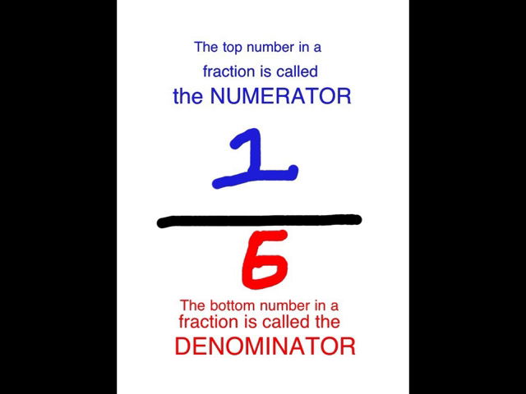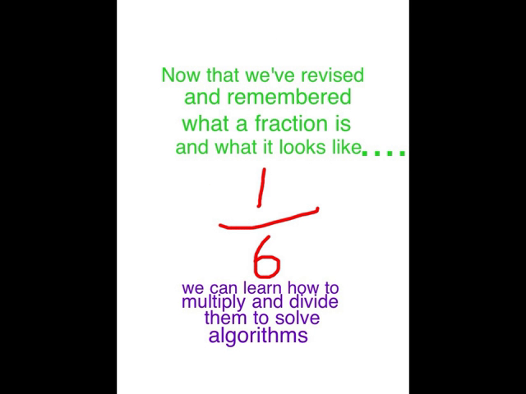When you actually look at a fraction, what does it look like? The top number in a fraction is called the numerator. So in this example, it's the number 1 at the top. When we look at the bottom, the number 6, this number in the fraction is called the denominator. Now that we've revised and remembered what a fraction is and what it looks like, we can learn how to multiply and divide them to solve algorithms.